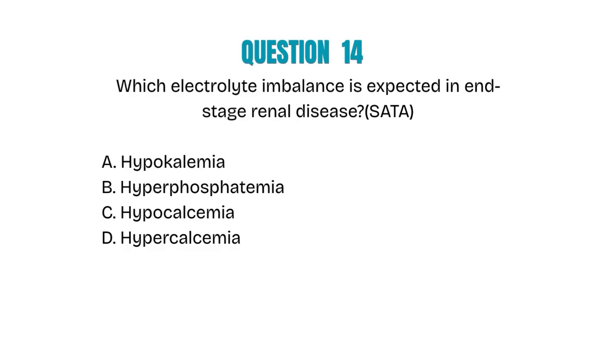Question 14. Which electrolyte imbalance is expected in end-stage renal disease? SATA. A. Hypokalemia. B. Hyperphosphatemia. C. Hypocalcemia. D. Hypercalcemia.